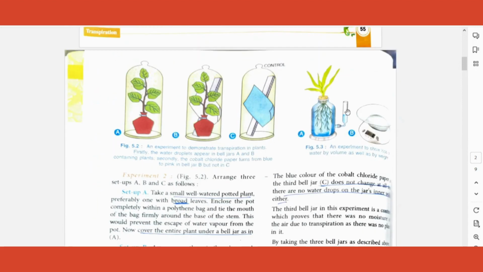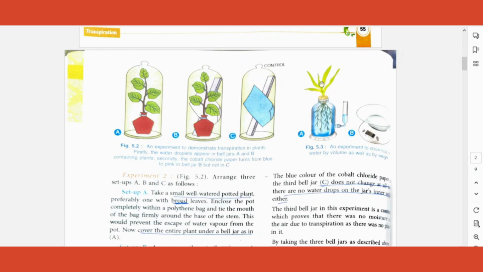Second one, a similar thing we are doing, but in a different bottle. In a bottle you take a plant. Make sure that there is no air gap by covering it using a cork. This bottle is connected to a tiny graduated tube, which is also partially filled with water. Take the weight of it. Step number 1. Step number 2 is keeping the setup in sunlight. Step number 3 is again weighing it. You will see that the weight has reduced because of transpiration.